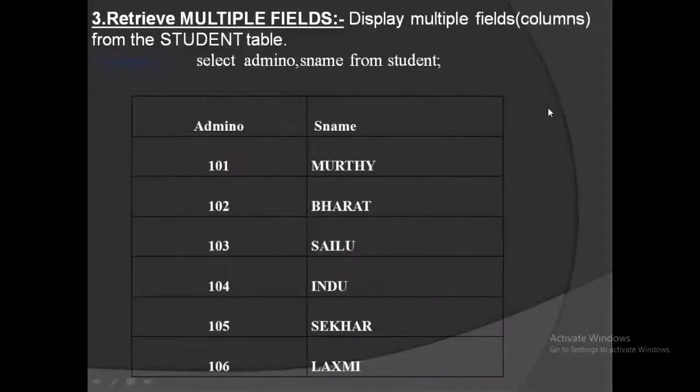Okay. Next, retrieve multiple fields. Display multiple field columns from the student table. That means more than one field is displayed. Select, meaning display, admission number, comma, student name from student table. So two fields are displayed.